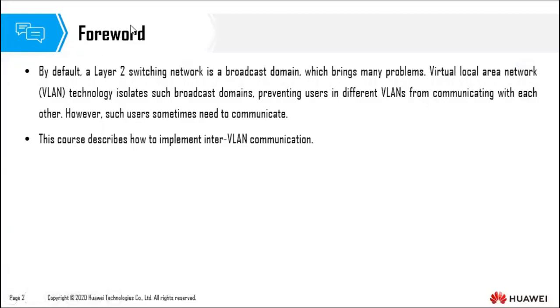By default, a layer 2 switching network is a broadcast domain, which brings many problems. Virtual local area networks isolate such broadcast domains, preventing users in different VLANs from communicating with each other. However, such users sometimes need to communicate. That one is important. Such users sometimes need to communicate, even though they're on different VLANs. And we're going to show you an example.